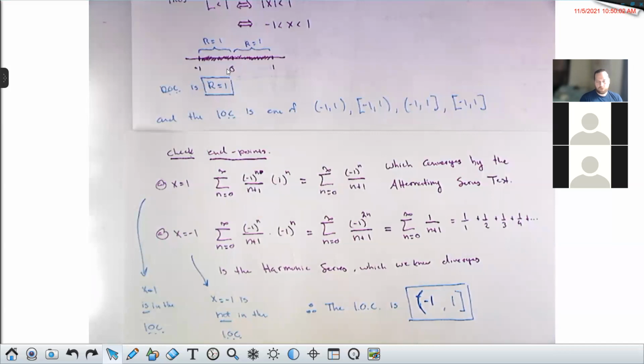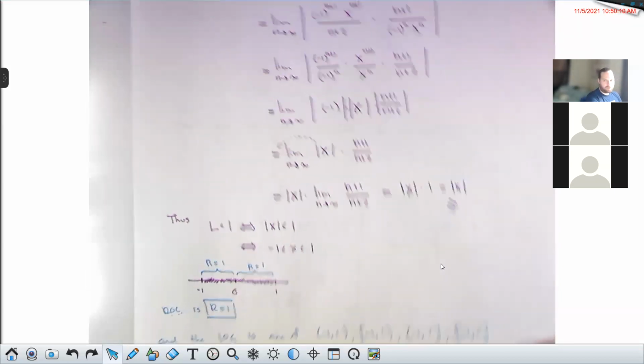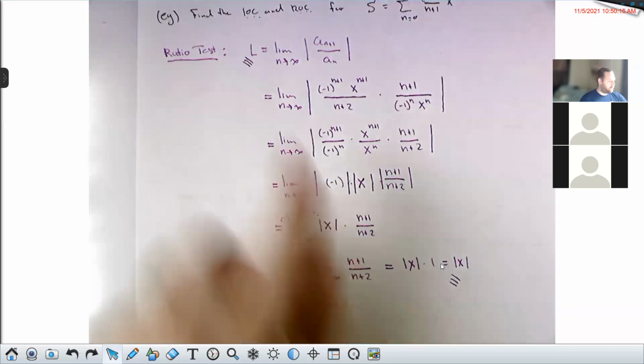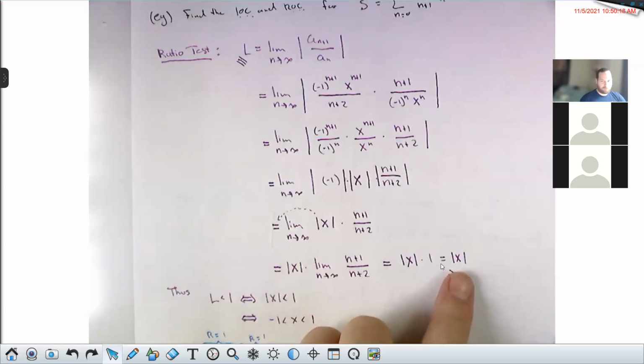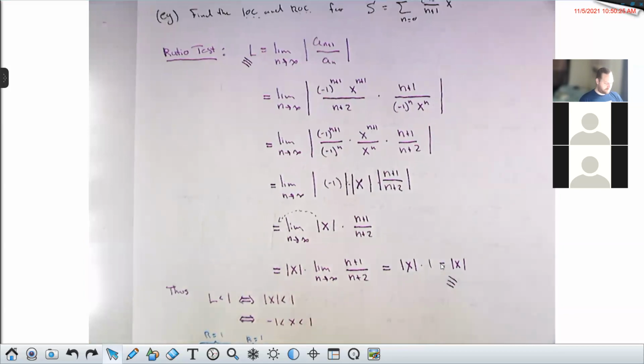Augustine DM's a really good question. Why doesn't the ratio test detect this stuff, the endpoints? Well, if we come back here and look at the ratio test limit, if you plug in either 1 or -1 for x, then the ratio test limit, the absolute value of that number, is 1. So the ratio test is inconclusive at the endpoints.